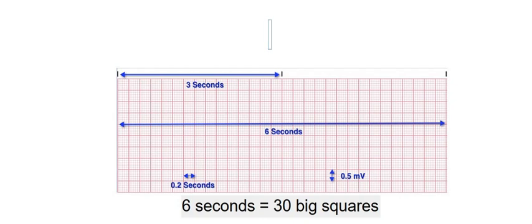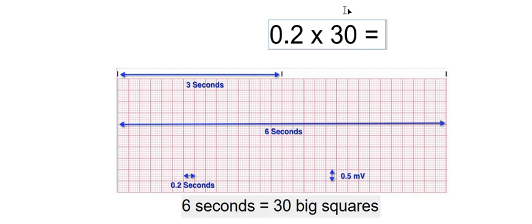Okay. So how do I know if this is a 6-second EKG strip? You can see here this big square is 0.2 seconds. So 0.2 seconds multiplied by 30 squares, that will give you what? Your 6 seconds. Just a little bit of math. So this is how I know this is a 6-second EKG strip.